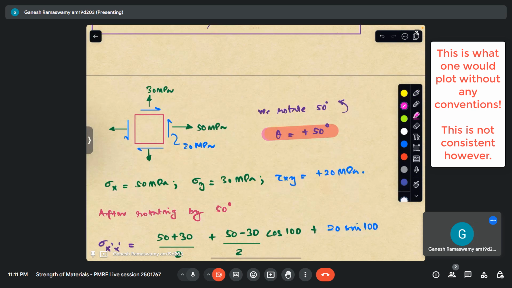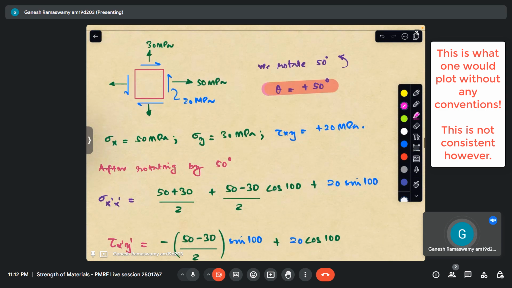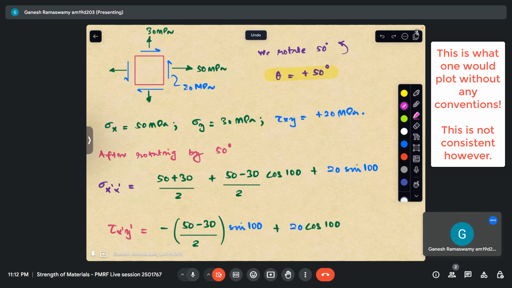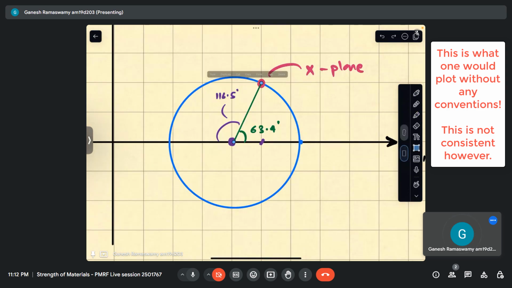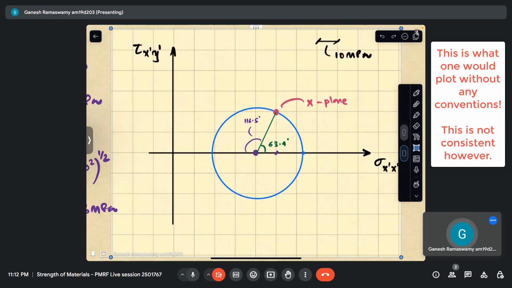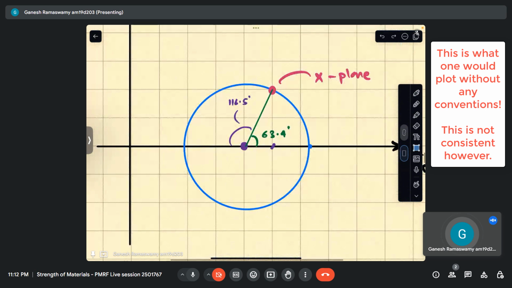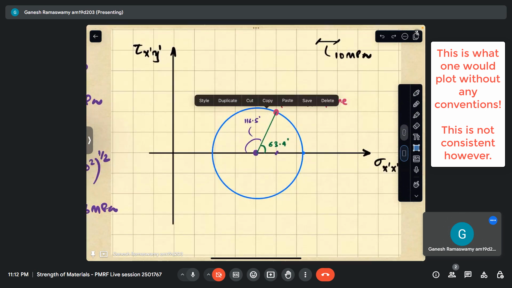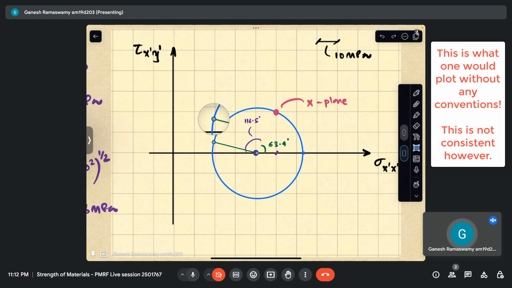Very well. So our idea is when we rotate by anti-clockwise 50 degrees, we want to find out what is sigma x prime and tau x prime y prime on that plane. So naturally, when we rotate it in the physical plane by 50 degrees, in the Mohr circle, we need to rotate it by twice that amount. So since we have rotated there anti-clockwise, what happens if we rotate here anti-clockwise? So we can see that this angle is 116. So when I rotate it anti-clockwise, I'll come somewhere around here when I have to reach 100. I hope that is clear.